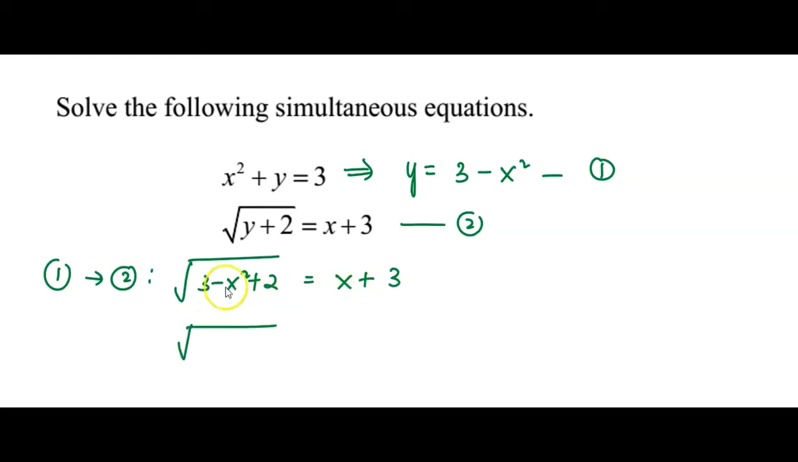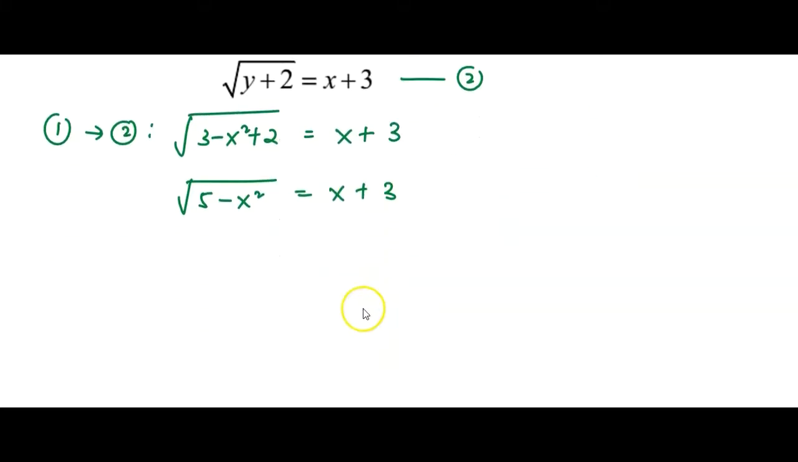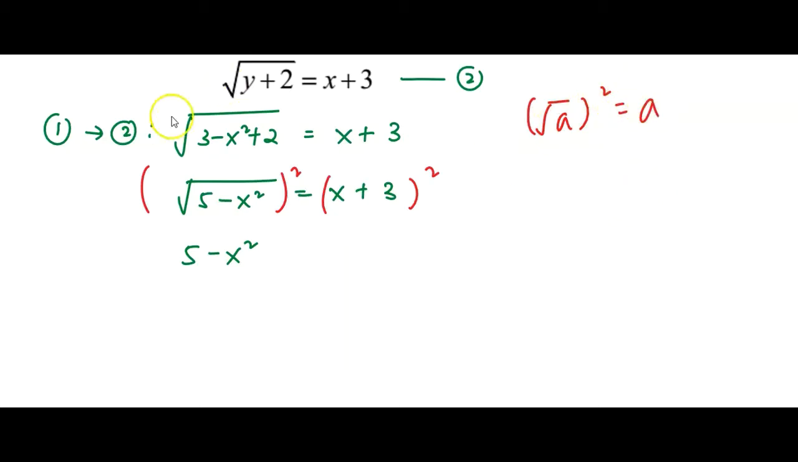So now you can see that you have the equation square root of 5 minus x squared equals x plus 3. In order to solve an equation involving a surd, we need to eliminate the surd by squaring both sides. Squaring both sides, the left hand side you will have 5 minus x squared, because we know the square root of a squared produces a. Then expand x plus 3 squared, you get x squared plus 6x plus 9. Then collect all the terms to the left hand side and simplify it.